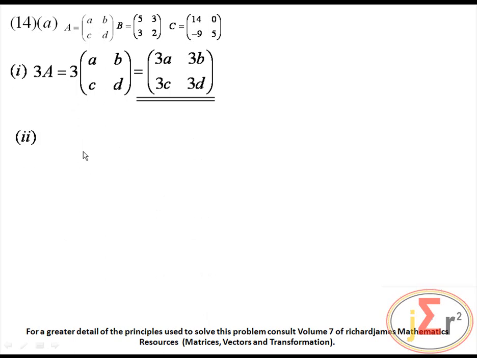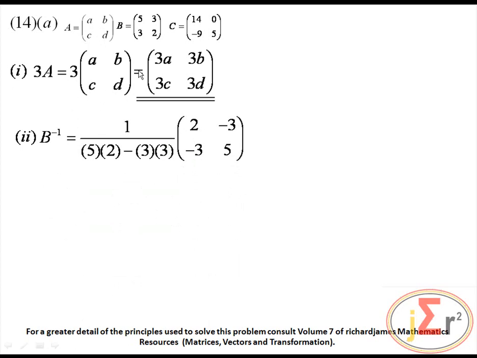Then we are about to find B inverse, and there we have it. What about B inverse? 1 over the determinant 5, 2, minus 3, 3 multiplied by the adjoint. The adjoint is what we get when we change the signs of these two and change the positions of these two. The fraction simplifies to 1 over 1, which is equal to 1. So B inverse is actually equal to 2, negative 3, negative 3, 5.